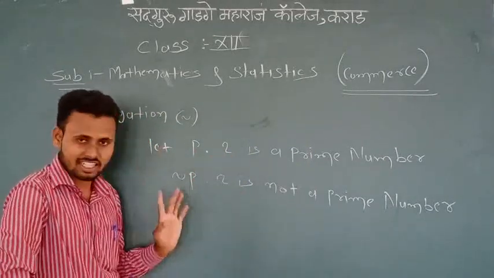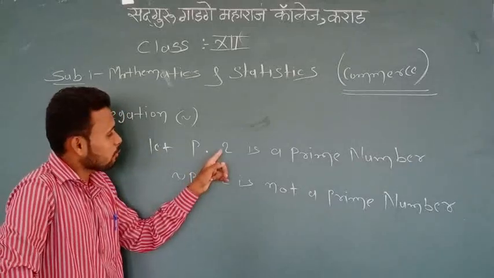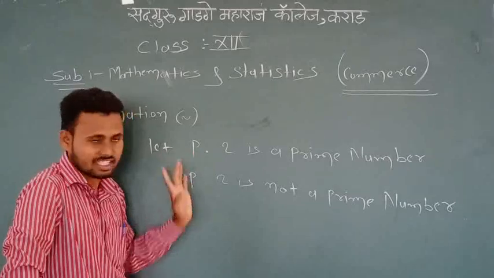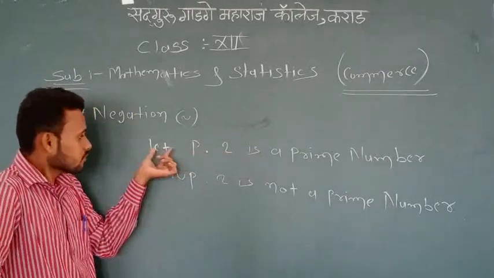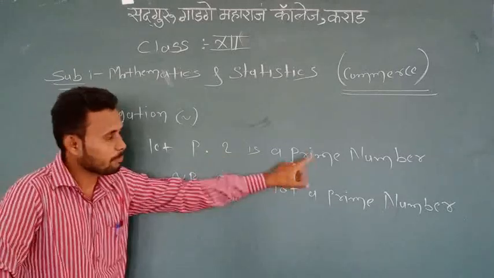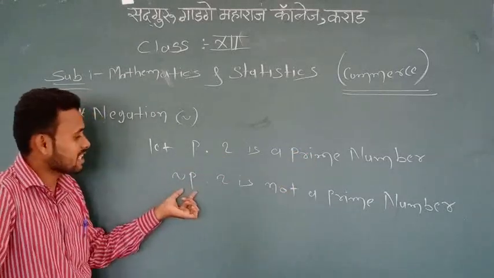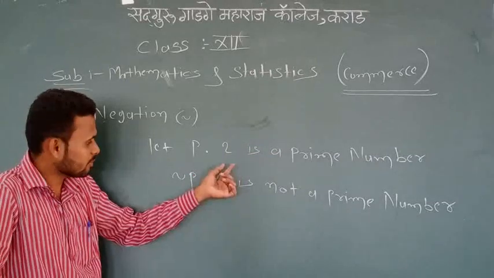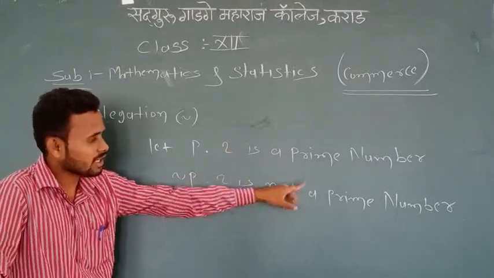Or it is false that 2 is a prime number. This is also the negation of that statement P. Let P be the statement that 2 is a prime number. Then the negation of that statement P is what? Just take the opposite meaning of that statement. Means what? 2 is not a prime number.